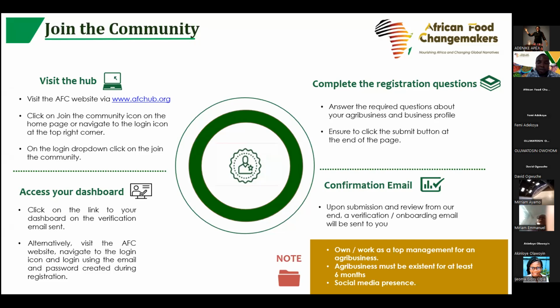But focusing on the non-members, you click on join the community and you'll be taken to a page where you'll be asked a few questions about your business and your personal information, including your name, email, country, and your focus area. Once you've filled in all that information, don't forget to click on the submit icon. The submit icon automatically gives us a notification that a new sign up has been made, and we review it from our end, and you receive a confirmation email after 24 to 48 hours to notify you that you've become a member of our community.